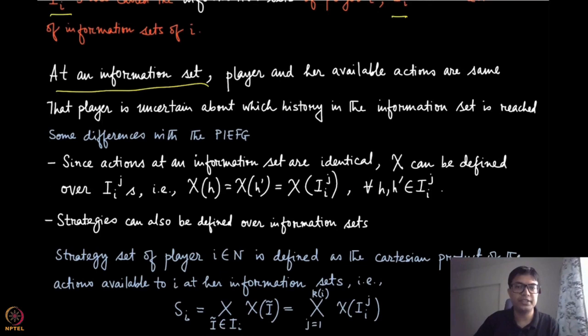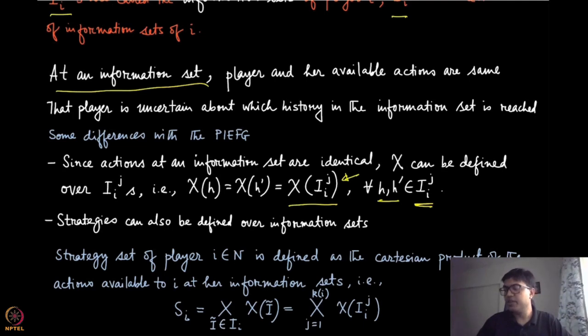So there are certain differences with the PIEFG. Since the actions of an information set are identical, X, the action set, can now be defined over the information sets instead of individual histories. In the very degenerate case, the information set could be just a single history, which is very much possible. But in general, the information set is now the lowest level of abstraction of the history for a specific player. So we can define X over a specific information set for all the histories living in that information set, because this set is going to be identical.